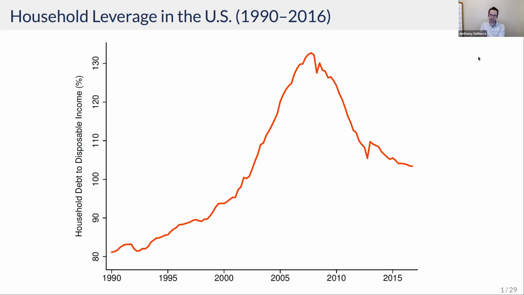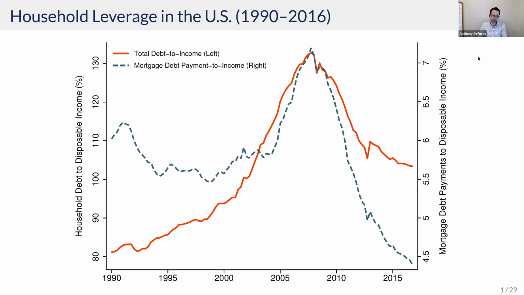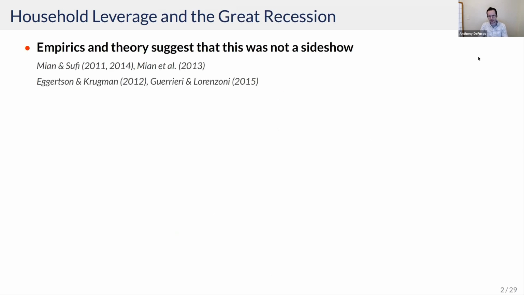But this pattern was true no matter how you measure it. You could also look at the ratio of the payments that you're making on your debt relative to your income. There were also these large fluctuations in these measures of indebtedness. And these are patterns that we know, and coming out of the financial crisis, there's also been a lot of work showing that these patterns in household debt were not at all a sideshow to what was going on in that financial crisis.